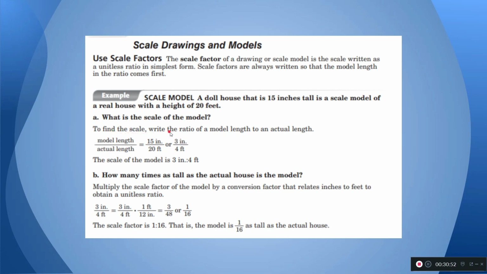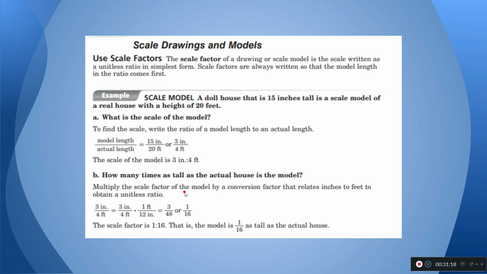So to find the scale, write a ratio of the model's length to an actual length. So we have model length over actual length. We fill that in with 15 inches over 20 feet, or the ratio of that is 3 inches to 4 feet. The scale of the model is 3 inches to 4 feet. So how many times as tall as the house is the model?